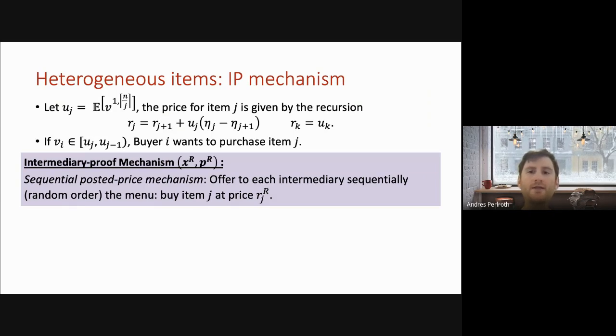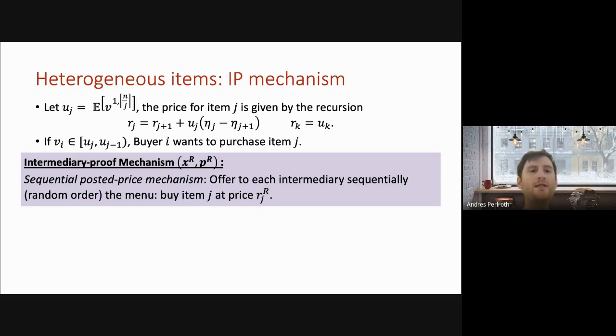We're going to sell item j at the price Rj, which is given by this recursion. The idea of this recursion has a flavor close to the GSP, and the prices are set so that if we are able to sell each good at those prices, we're going to be competitive against welfare. So the question is, what's the probability that we're going to be selling each good?